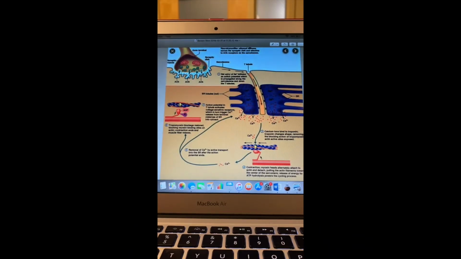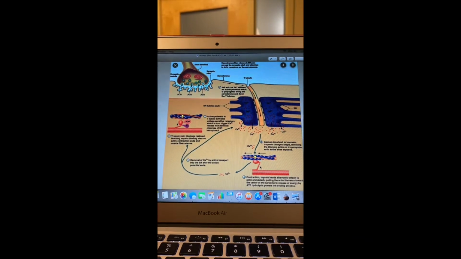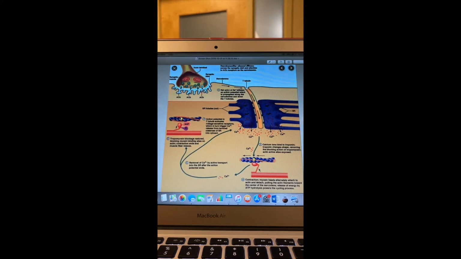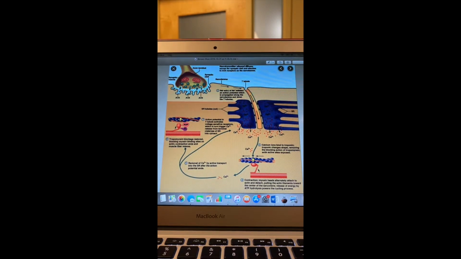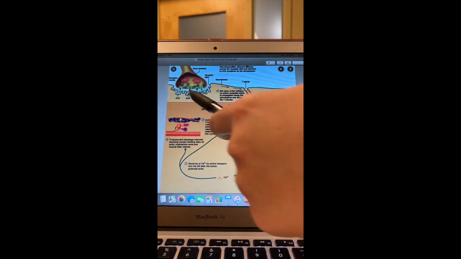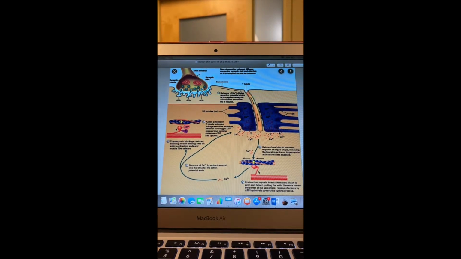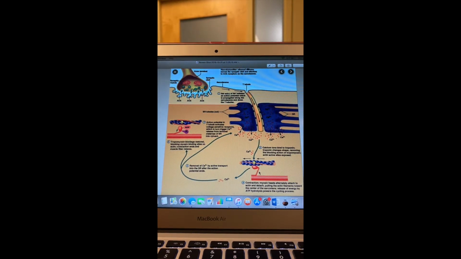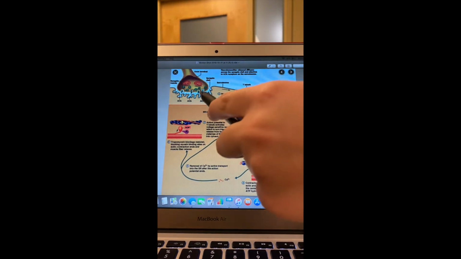So now I will be identifying the processes in a muscle contraction that use ATP and predicting what will happen at each step if ATP is not available. So first, exocytosis is when acetylcholine is released. So that would be right here. Without ATP, acetylcholine would not be released, and the cell would not depolarize, and the AP would not continue to travel. Contraction would not occur.